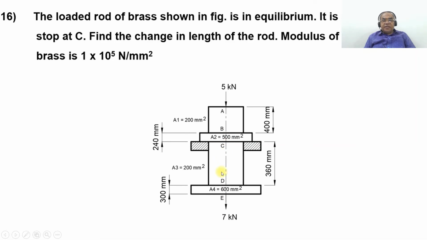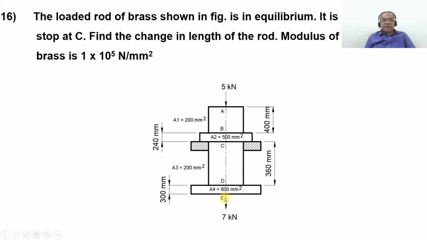When you are considering CD and DE, since the load at E is acting downward, it will be tensile. At the point D also, in order to keep DE in equilibrium, the load should be acting in the upward direction. Both will have the same magnitude of 7 kilonewton. So DE will be in tensile load.